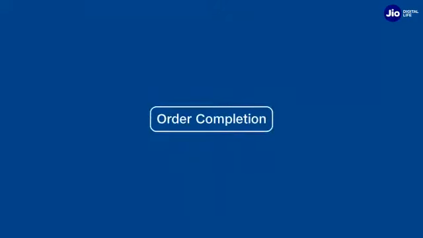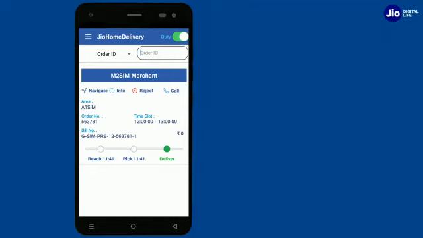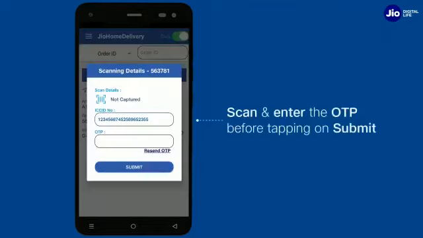Let's see the order completion process. On completion of the delivery, scan the details and tap on Submit. Note, the same ICC ID needs to be scanned in JHD app, which was scanned on JioPOS while generating ORN, prepaid or postpaid, along with OTP, which you need to request from the customer.